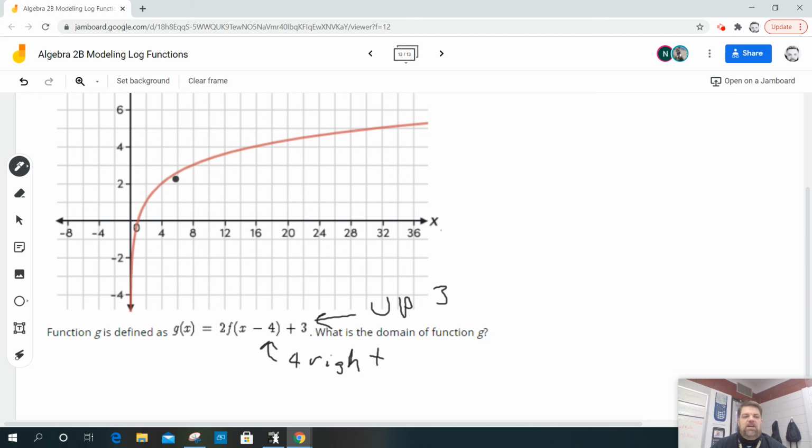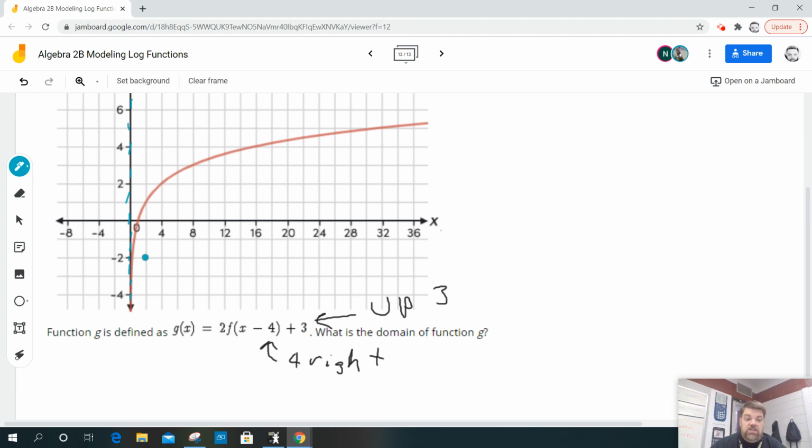Right now, if I look at f, I have a domain of 0 to infinity. Now, that's because there is a vertical asymptote at 0. It is never going to cross 0. In other words, x can never equal 0. That's the very nature of a logarithmic function, okay? Now, unless we shift it left or right.